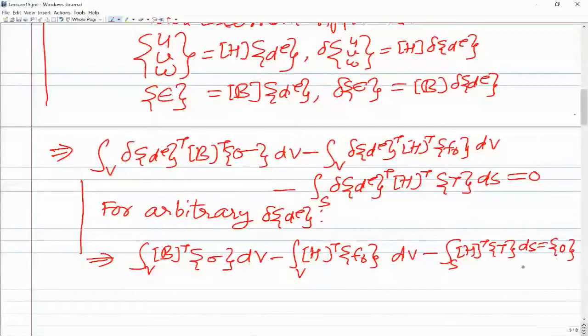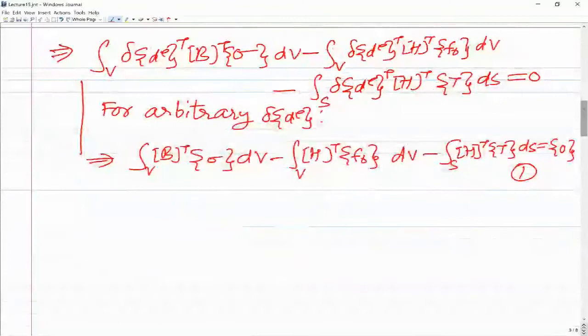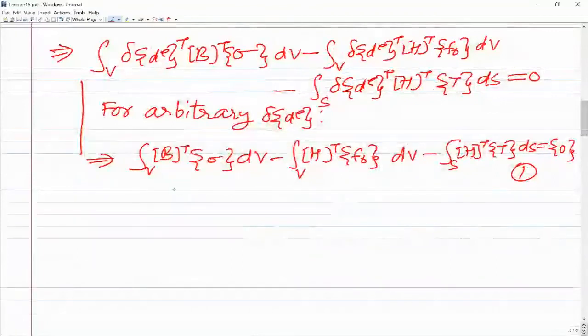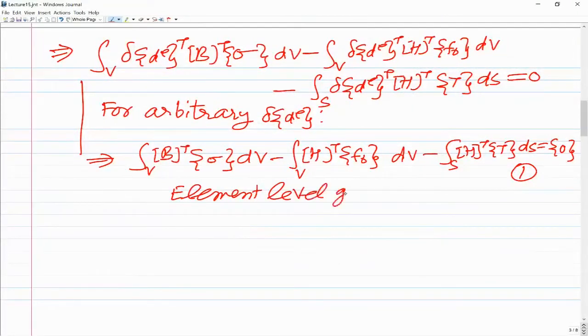So this is the element level governing equation. As you see, now we get the element level governing equation. And of course, B and H will depend on what kind of problem, what kind of element you are taking. So depending on that, your B and H would be defined based on the choice of the element. So this is the element level governing equation, and it is nonlinear.